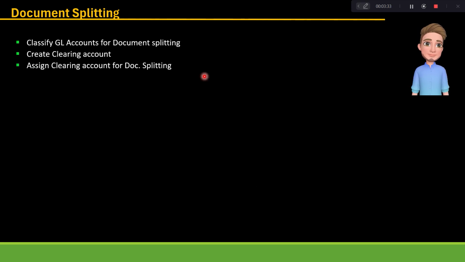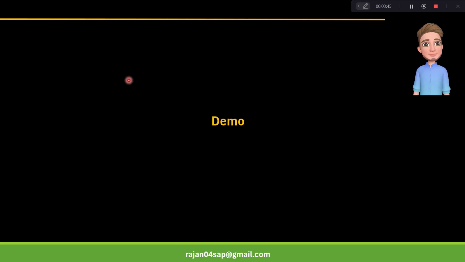Okay, let's now go to the next part. These are the things from a transactions perspective. These are the configurations you do: classify GL accounts for document splitting, create clearing account, assign clearing account for document splitting. So then you come to the demo.